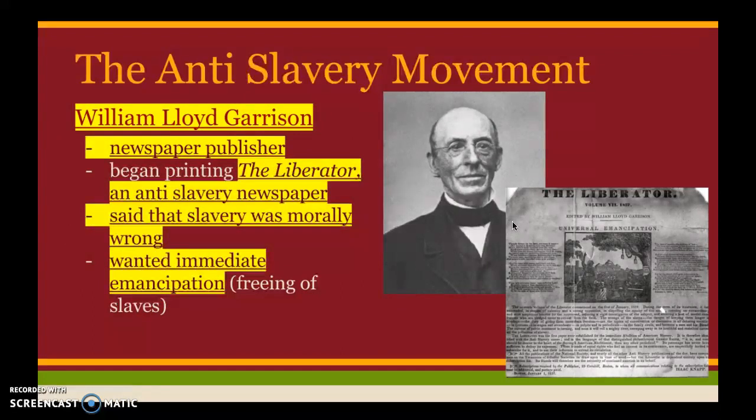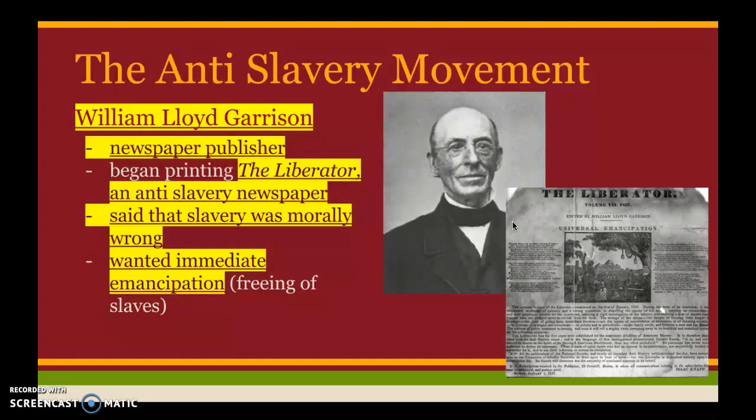William Lloyd Garrison was a very outspoken abolitionist. He began publishing The Liberator, which was the most famous anti-slavery newspaper in the United States, in 1831, the same year as Nat Turner's rebellion. The Liberator made the arguments that slavery was morally wrong and there should be immediate emancipation. Emancipation means freeing of the slaves in the United States.